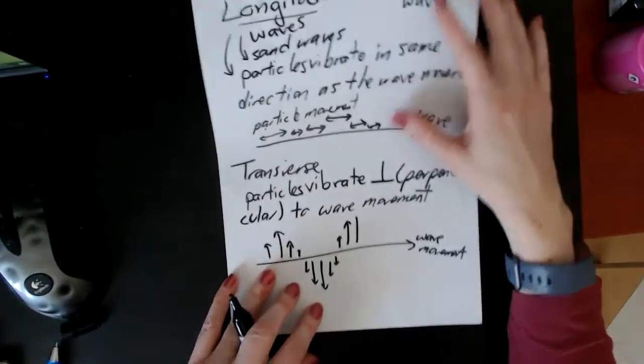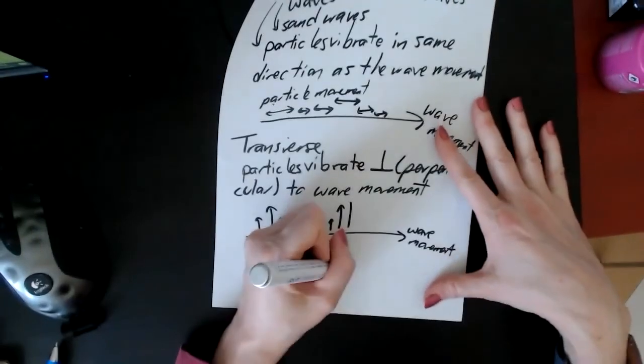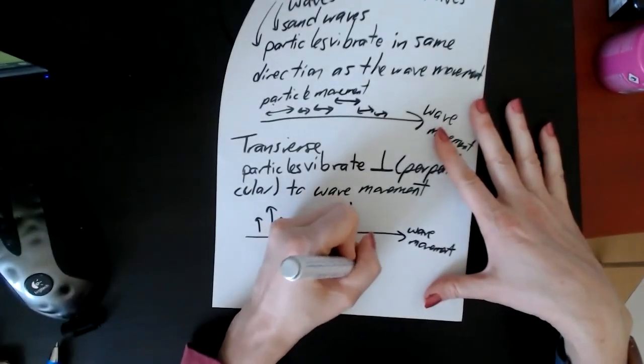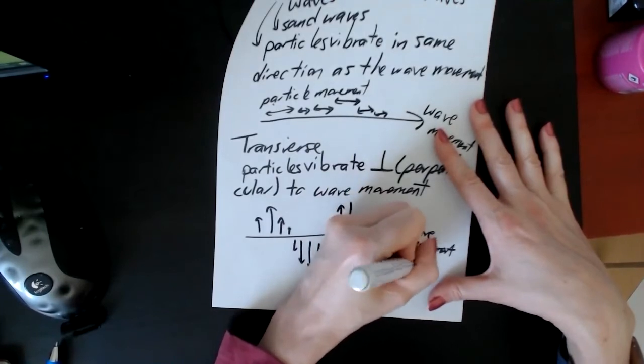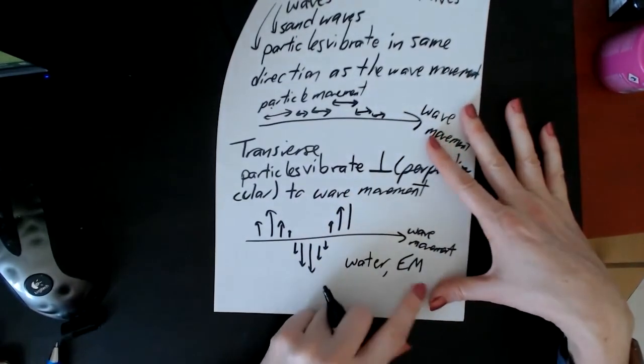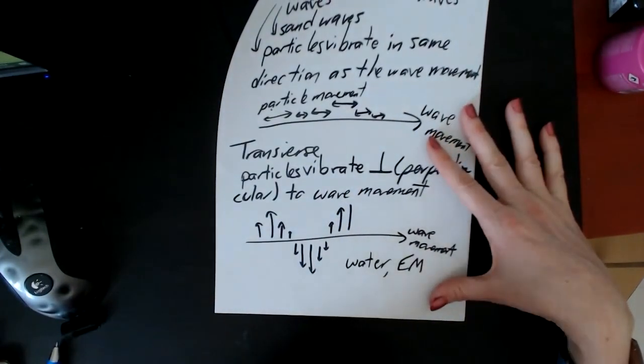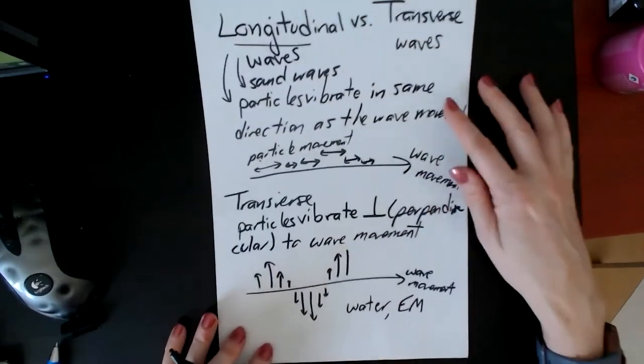So transverse waves, for example, water waves are transverse. Any waves from the EM spectrum, so light waves, X-rays, gamma rays, radio waves, all those are transverse.